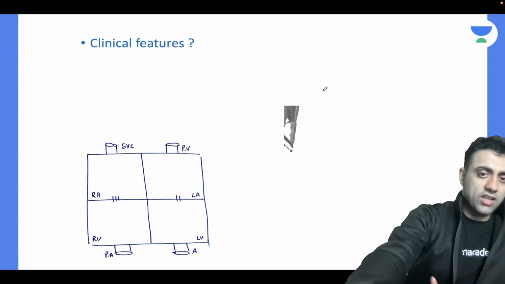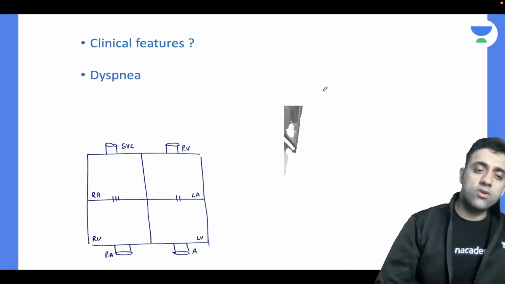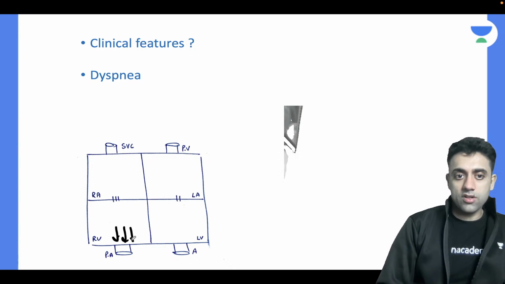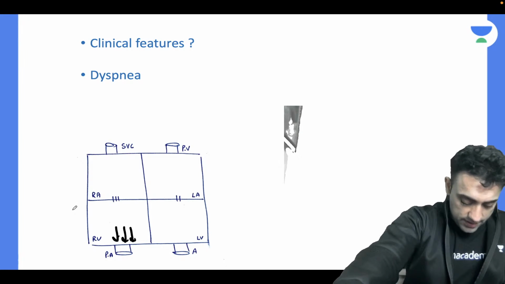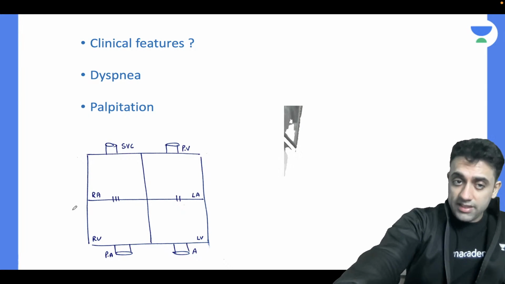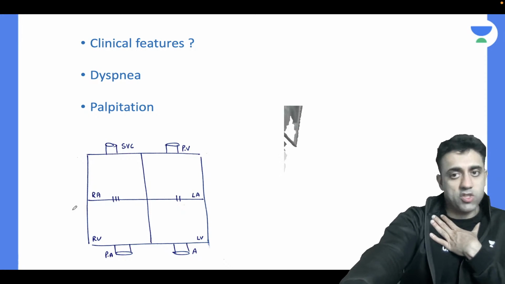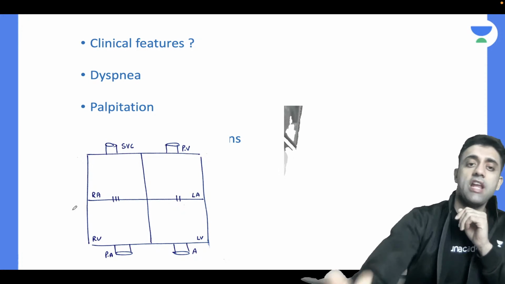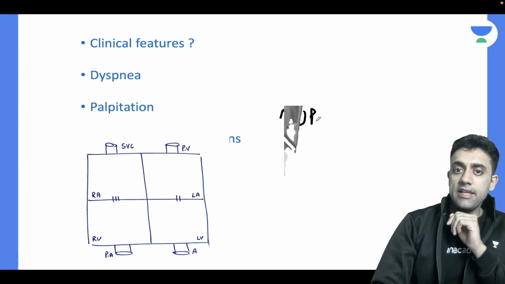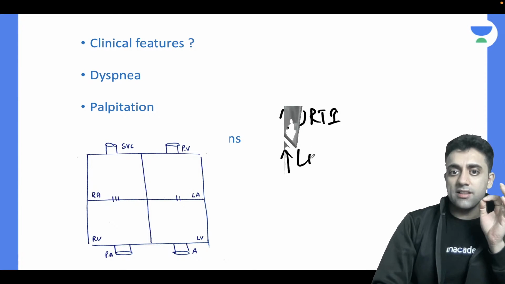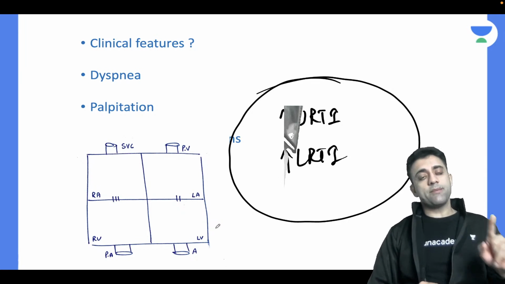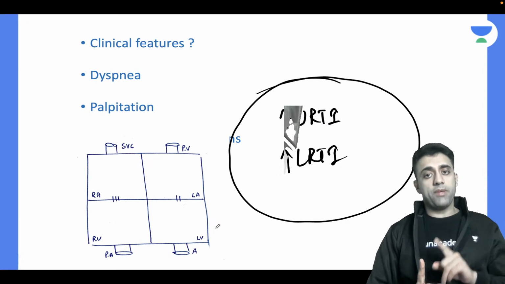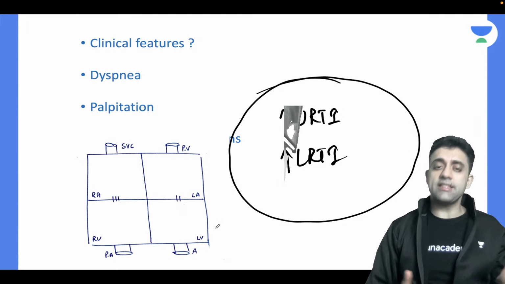So what are the clinical features the patient will have? Of course, when too much blood goes towards the lung, will the patient have dyspnea? Yes, the patient will have dyspnea. Then will the patient have palpitation? Yes. Will the patient have increased URTI and increased LRTI? Once you get the concept in your hand, then you'll get it. The patient will have distress, the patient can have cyanosis also, and increased URTI, increased LRTI.